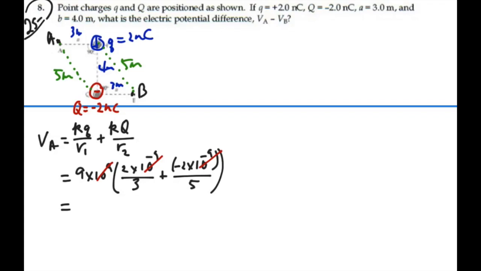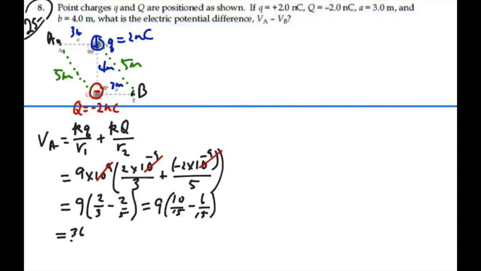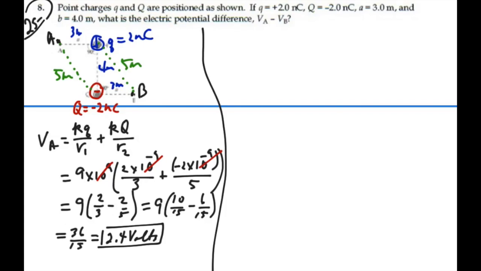And this would be equal to 9 times 2/3 minus 2/5, which would be 9 times 10/15 minus 6/15, 9 times 4/15, which would be 36/15, or 2.4 volts. So that is the potential at A, 2.4 volts. Let's do the same thing for B.